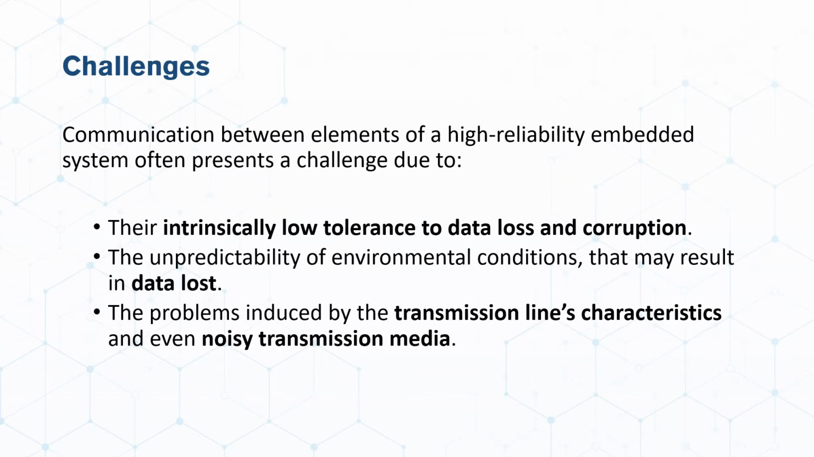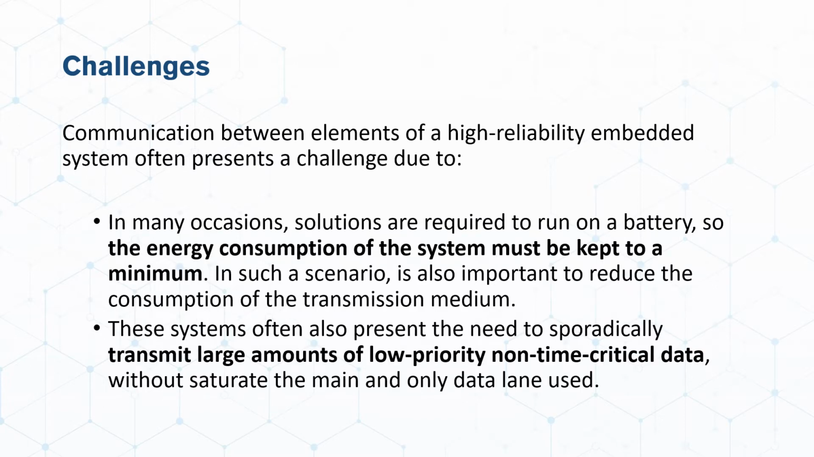A challenge: communication between elements of a high-reliability embedded system often presents a challenge due to their intrinsically low tolerance to data loss and corruption, the unpredictability of environmental conditions that may result in data loss, the problems induced by the transmission line's characteristics, and even noisy transmission media. On many occasions, solutions are required to run on a battery, so the energy consumption of the system must be kept to a minimum. In such a scenario, it's also important to reduce the consumption of the transmission media. These systems often also present the need to sporadically transmit large amounts of low-priority, non-time-critical data without saturating the main and only data line used.